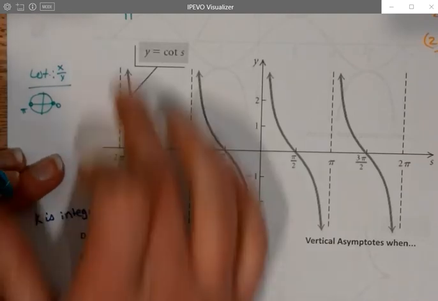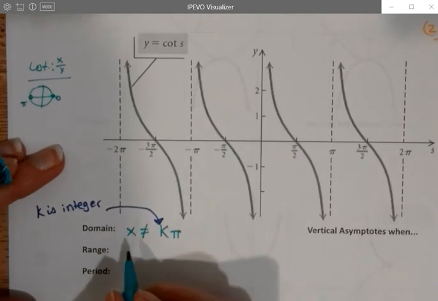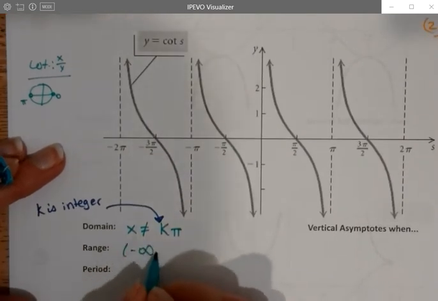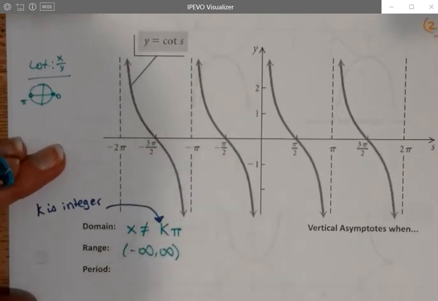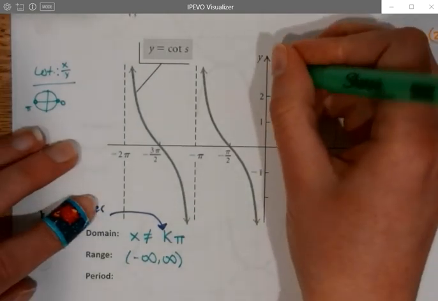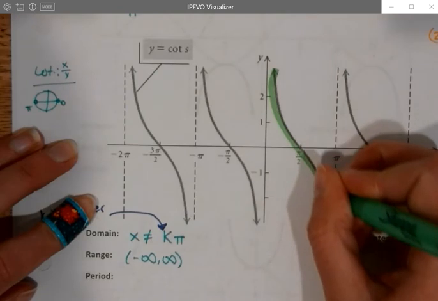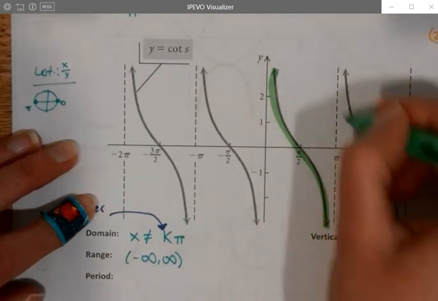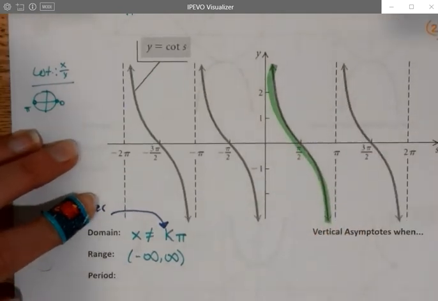All right. Its range, similar to tangent, is going to be all real numbers, so negative infinity to infinity. And its period is also pi. You can see on this one more clearly we have that 0 to pi as one period, then we repeat the same shape again. So its period is also pi.